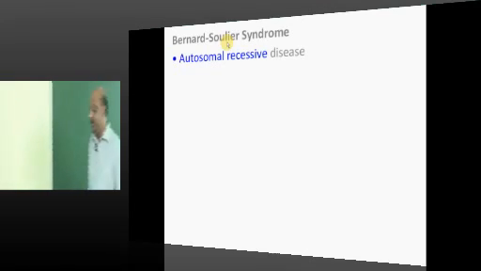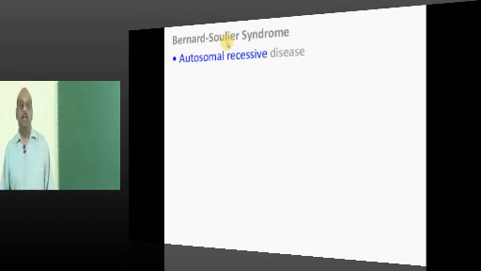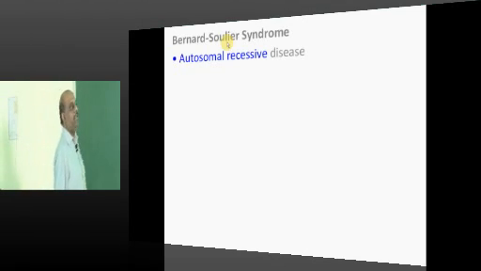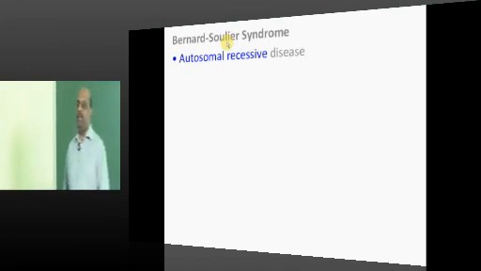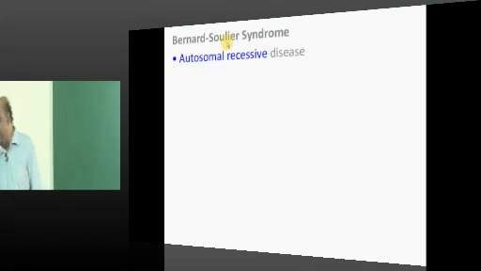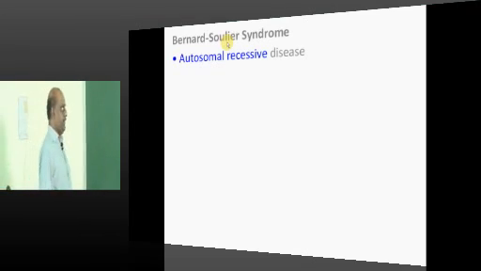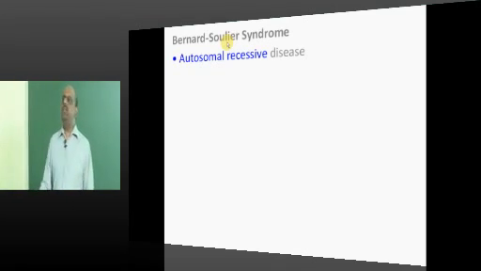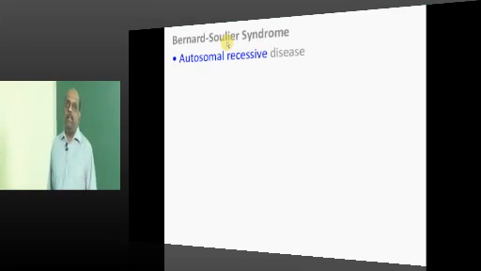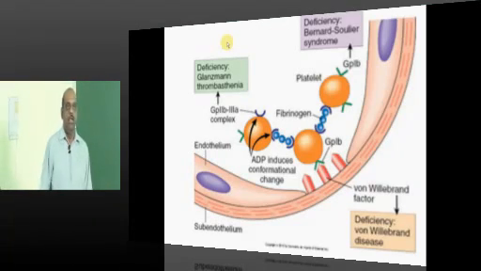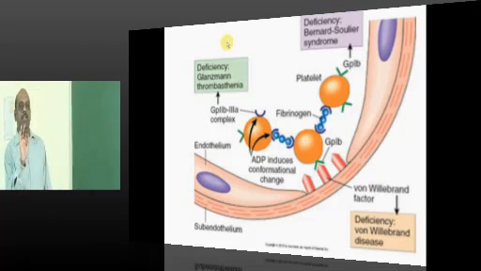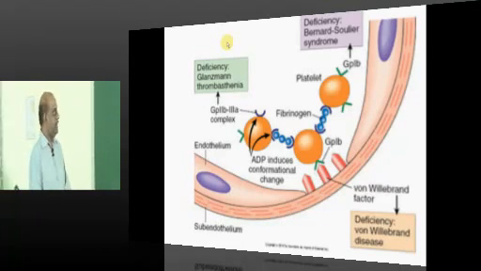Now doctor, Bernard-Soulier, Glanzmann's thrombasthenia, what is the difference between them and von Willebrand's? We are now going to talk about the functional platelet disorders. Bernard-Soulier is an autosomal recessive disorder. To understand these three, first you should understand very basic facts.